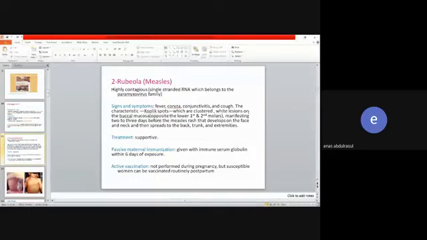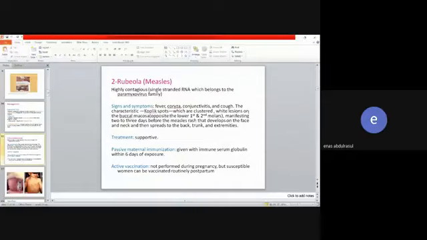The measles rash is a maculopapular rash. It starts on the face and then spreads to the rest of the body, neck, back, trunk, and extremities. Here, the treatment for the mother will be only supportive, and again, passive immunization can be given to the mother in the form of immune serum globulin if they present within 6 days of exposure.